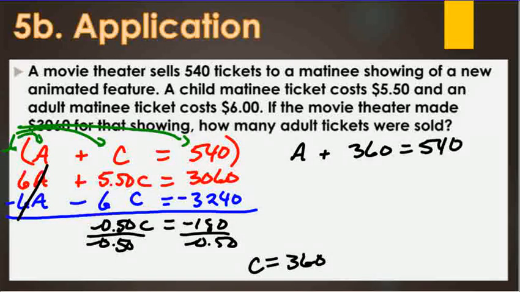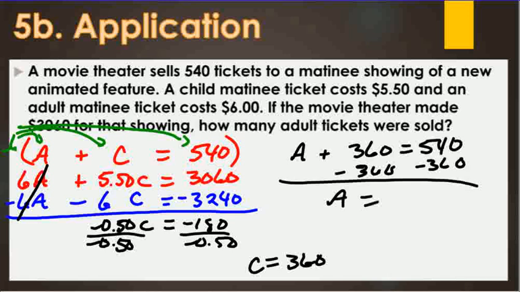It's a total of 540 tickets. I just subtract 360 on both sides. And the adult tickets would be 540 minus 360 gives you 180 tickets. So my only answer for this one is 180 adult tickets. I could have just multiplied everything by a negative 0.55 if I wanted to save a step. So that is our lesson today on solving systems of linear equations by elimination.